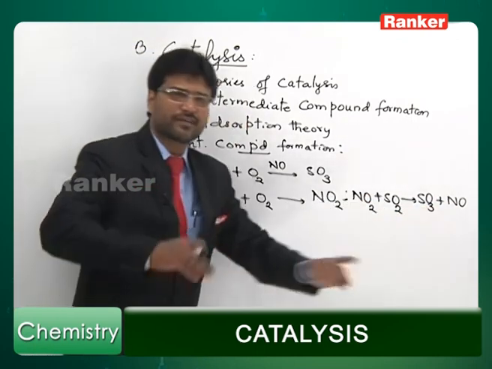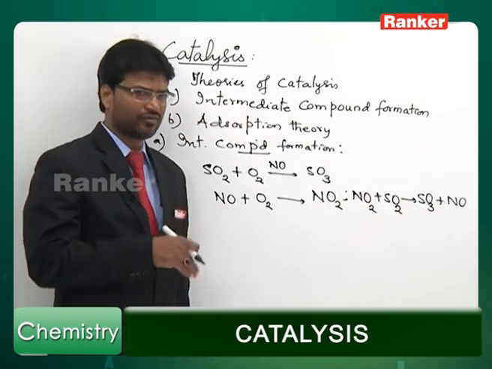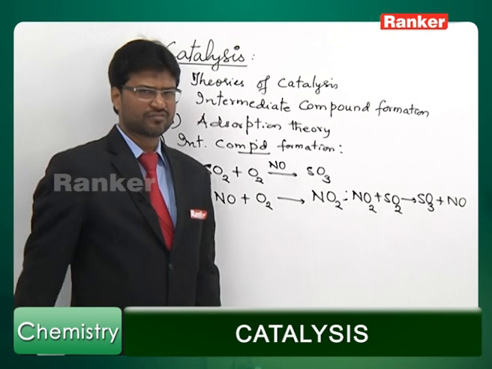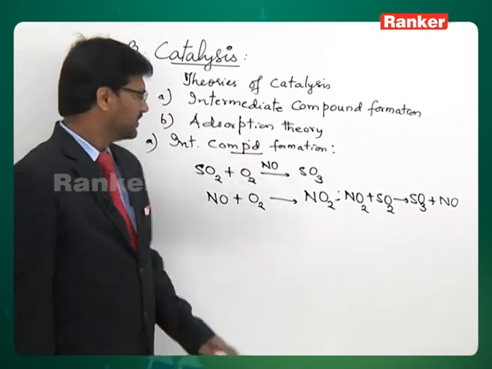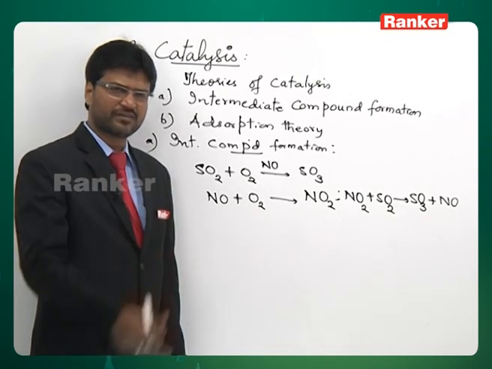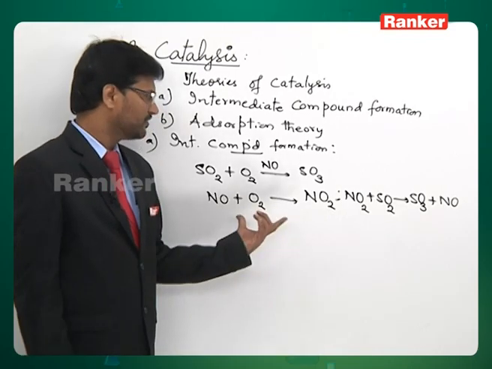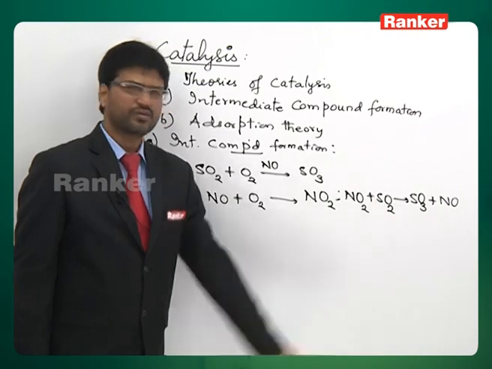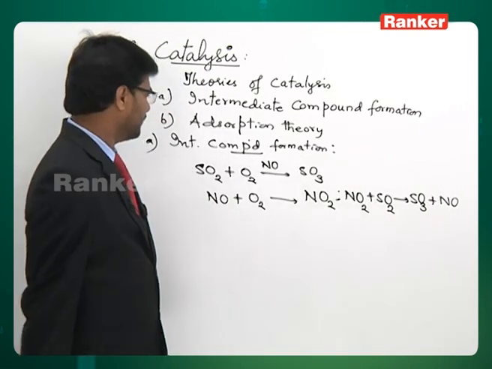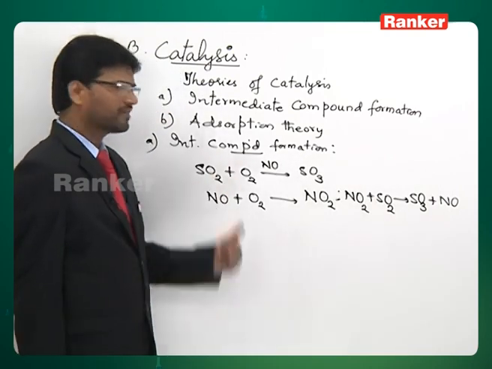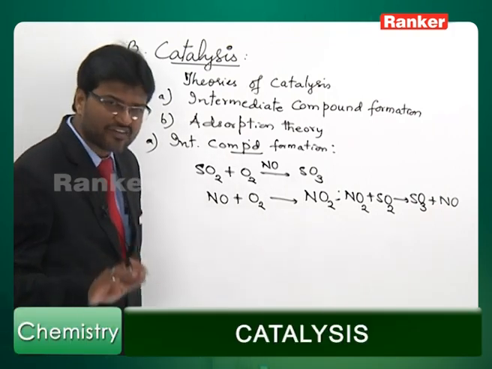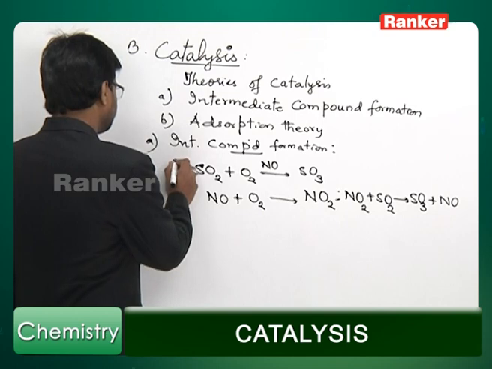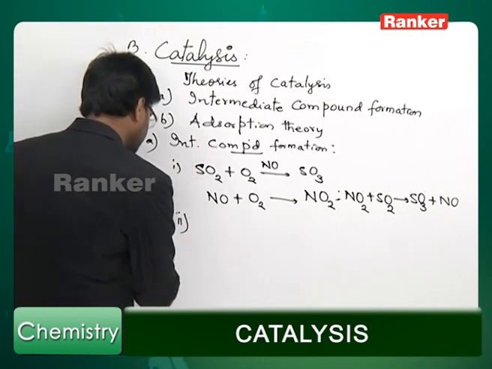Again this NO will react with a fresh molecule of oxygen to give NO2. NO2 again combines with SO2 to give SO3. This is how the reaction is repeated several times. The same catalyst is regenerated several times and it will perform the same function of oxidizing SO2 to SO3. So this is one example where intermediate compound formation theory is being used to explain catalysis, oxidation of SO2 to SO3. Another example, one more example.